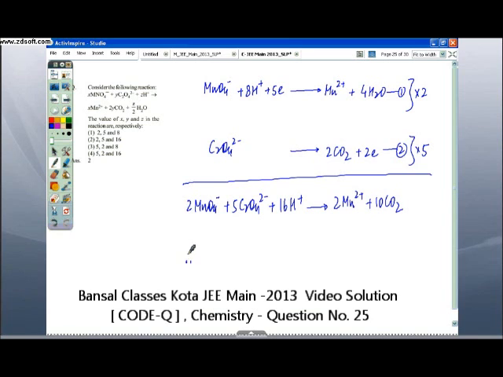Therefore, x is equal to 2, y is equal to 5, and z is equal to 16. Hence, 2 is the right answer.